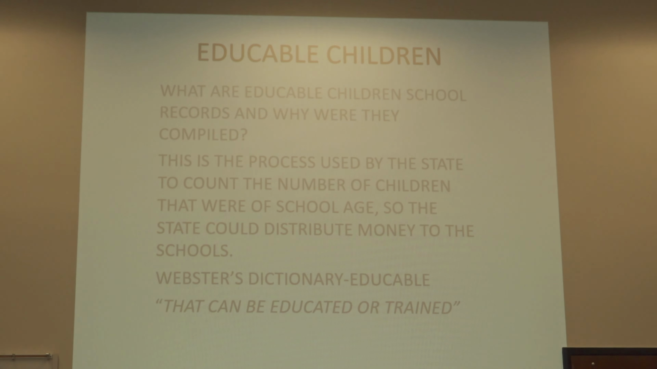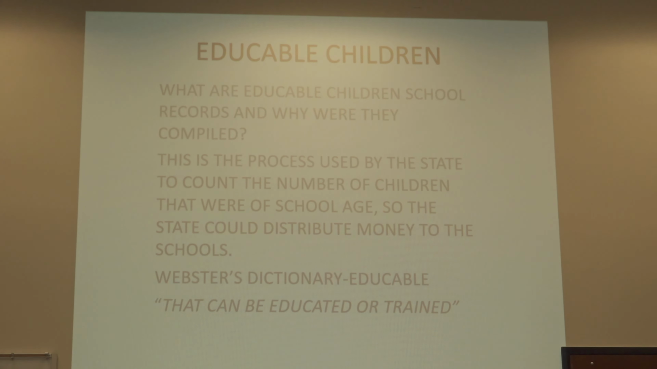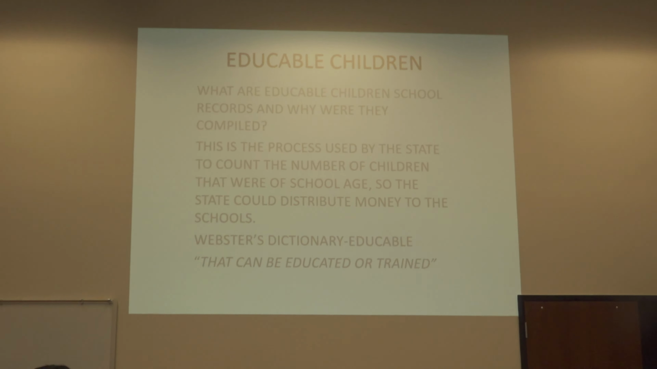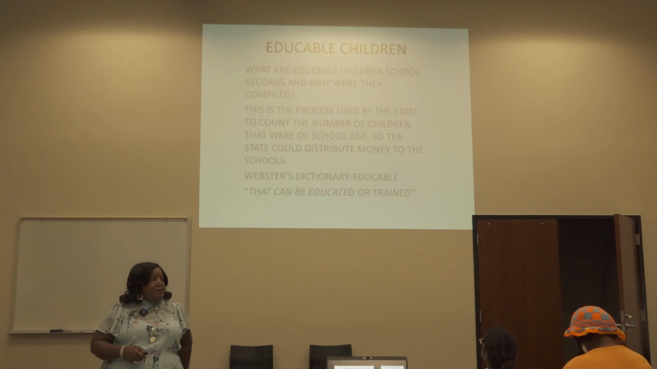So that's when I put here, what is Webster's definition? It says that can be educated or trained. So that doesn't mean you have to go. It's that you're eligible to be educated or trained. So when you look at the eligible children's school records, you might think, I don't think I need to look because my relative didn't go to school, but they were eligible to go to school. Okay, so they may still be there.